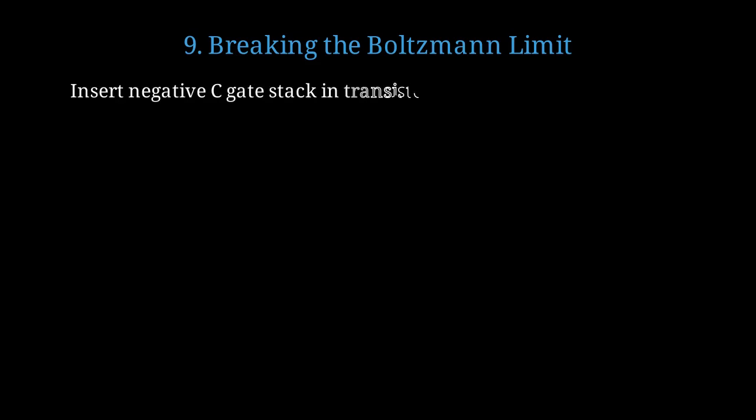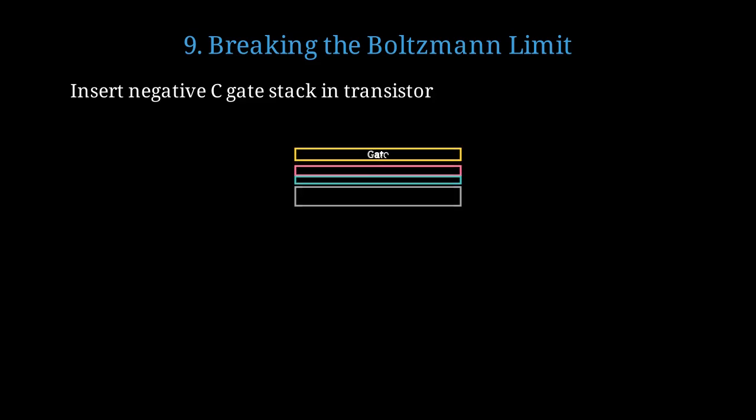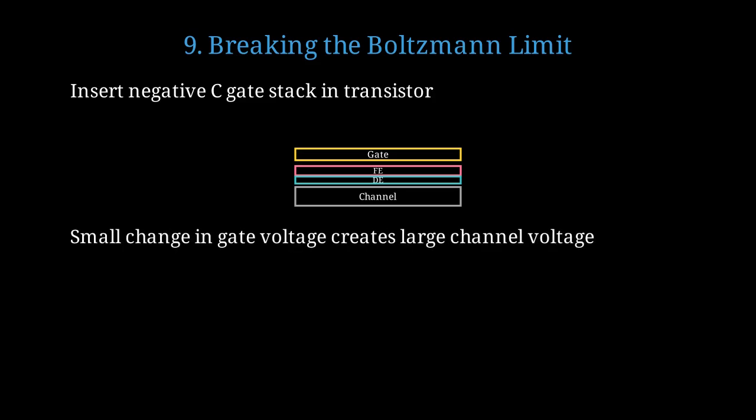We insert the negative capacitance gate stack into a field effect transistor structure. This shows a negative capacitance field effect transistor with ferroelectric and dielectric layers above the semiconductor channel. A small change in gate voltage gets amplified to a large voltage change at the channel interface. The sub-threshold swing equals 60 millivolts per decade times 1 plus CFE over Cox.